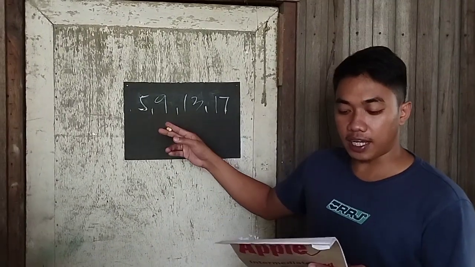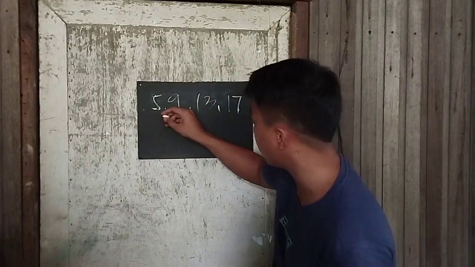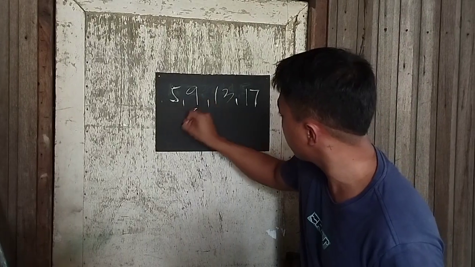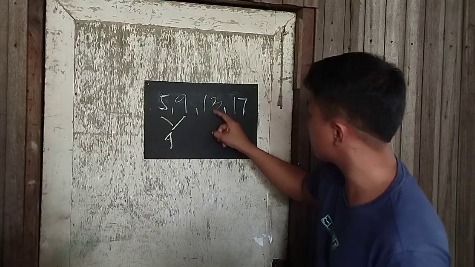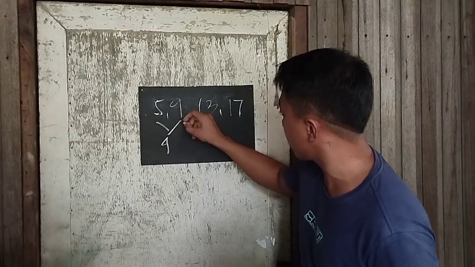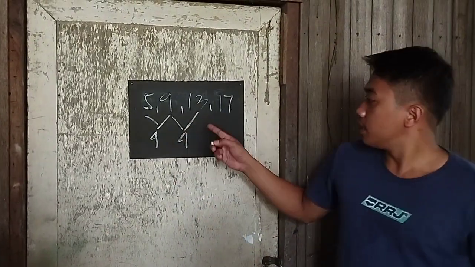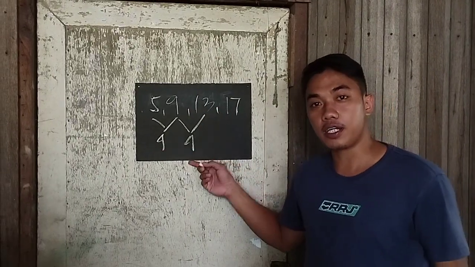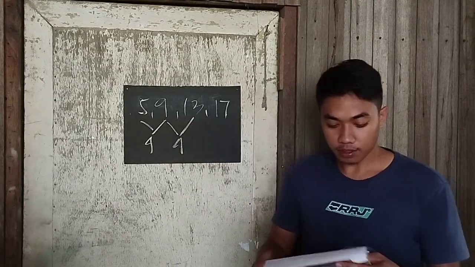If we subtract the first term from the second term, we will get the common difference like this. 9 minus 5 is equal to 4. And the same with the third term, 13 minus 9 is also 4. And as you can see, their common difference is 4. That's what we call the arithmetic sequence.